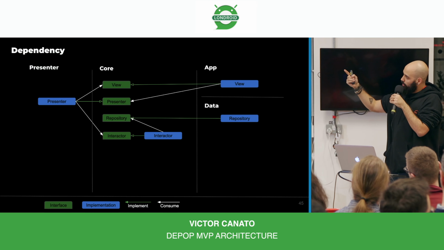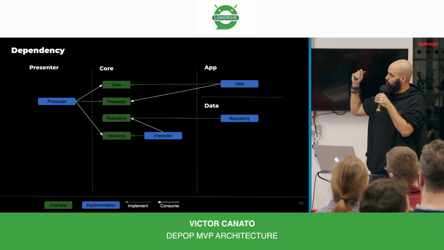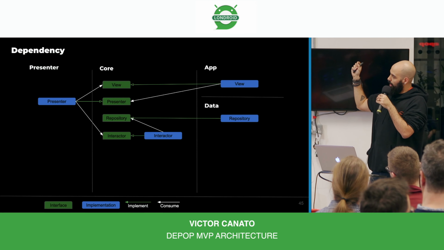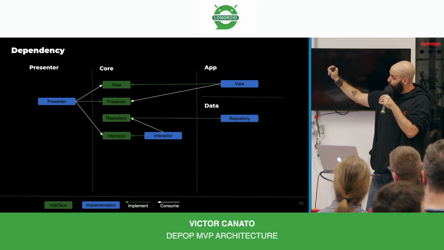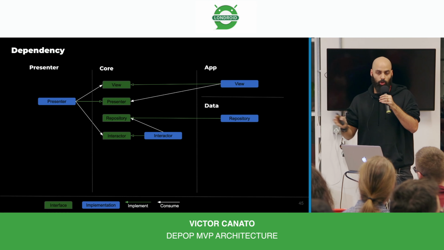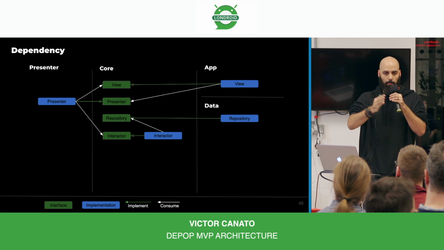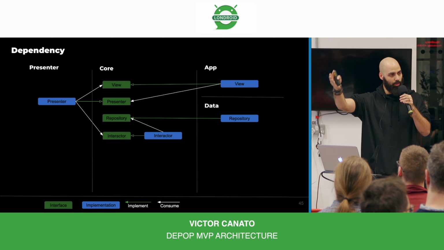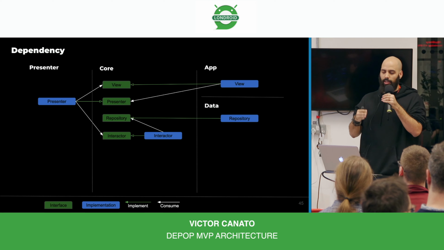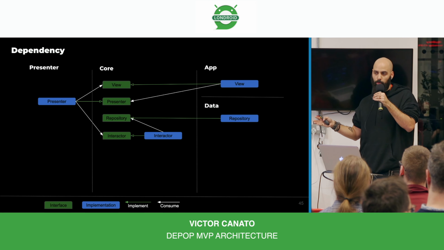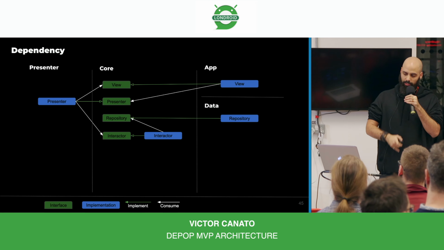So the green arrow that is empty is when you implement, and the white arrow that is full is when you consume. So here you can easily see that the view is consuming the presenter to have a communication directly with the view and with the interactor. The interactor has a communication directly with the repository and a response to the presenter.